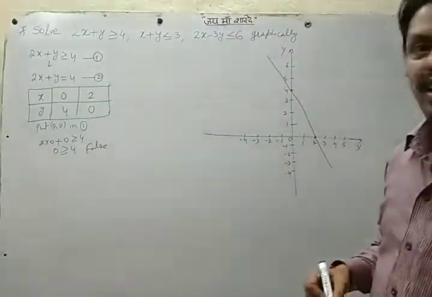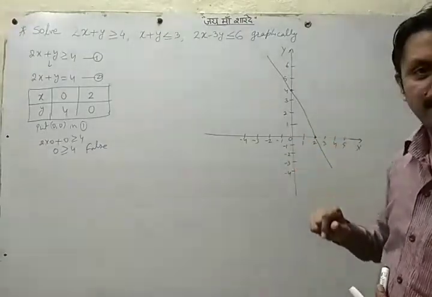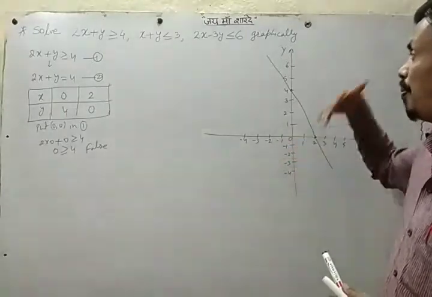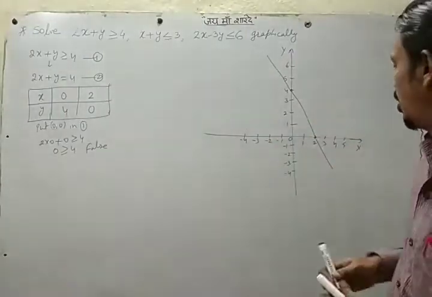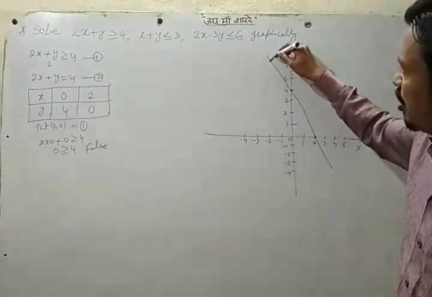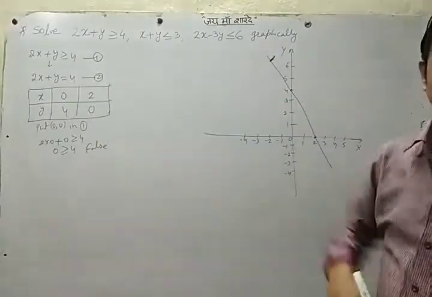It means the half plane where (0, 0) lies will not be the solution of this inequation. It means the opposite plane will be the solution of the inequation. So you can just mark like this. This side area is our required area for this inequation.